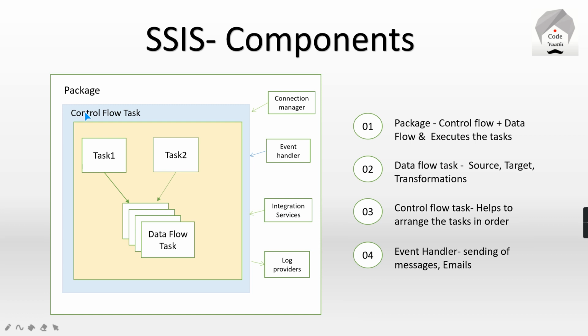So you can see here this pictorial representation. The package comprises both the control flow as well as the data flow task. The control flow task arranges the tasks in an order for execution, and the package executes these tasks as a whole based upon the order mentioned. It involves connections also, events also, and Integration Services, which helps in executing this entire package, and logs will also be generated once the task has been executed.